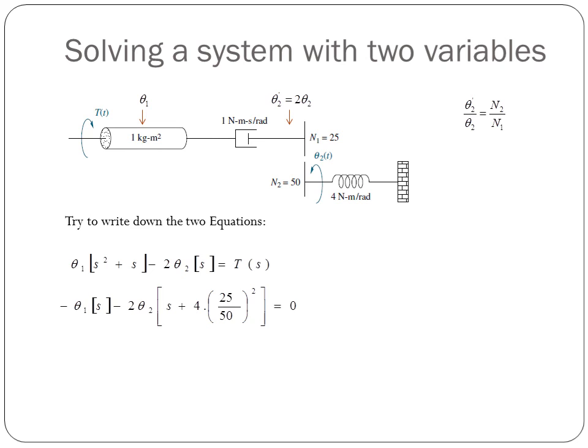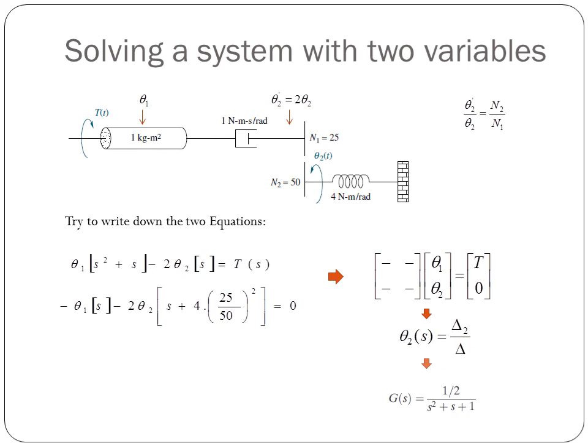I hope you understand these equations. Try to pause the slide and try to write on your own. Okay, the more you practice, the more you will understand. So if you can write these two equations, you can easily solve them by Cramer's rule. Before that, you have to rewrite the equations in a matrix format, and then you can solve theta 2 by delta 2 by delta, and finally we can get this transfer function. Please try to solve by yourself and see if this answer matches with yours.